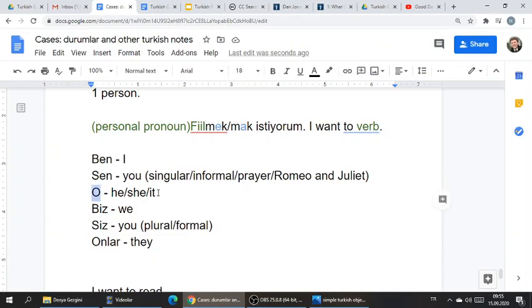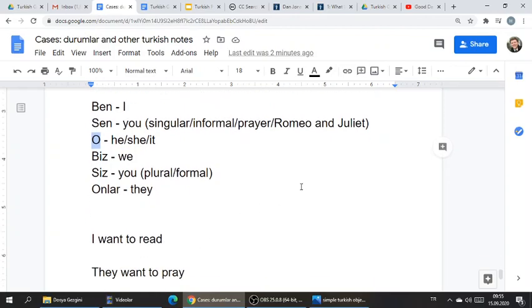Oh, no gender in Turkish, just o, he, she, or it covers everything. Biz, we, simple we, first person plural. Siz, you is plural, so it could be you guys, but it could also be formal. Onlar is they, third person plural.